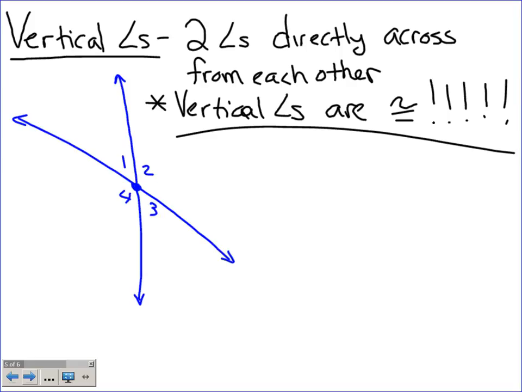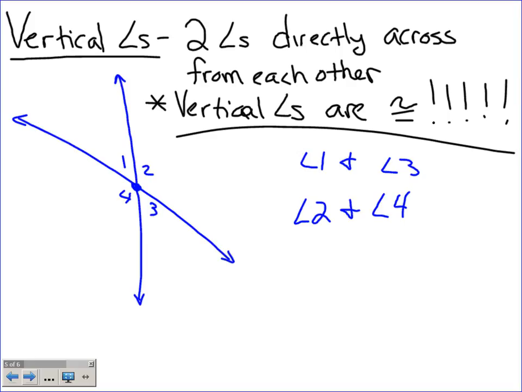Vertical angles, they're exactly across from each other. Guess what? 1 and 3 are vertical angles. Okay, so if I was to list them, angle 1, angle 3. Those 2 are vertical. Guess what else? Angle 2 and angle 4 are vertical angles. Now there's going to be a couple more things that I just have to show you with this.